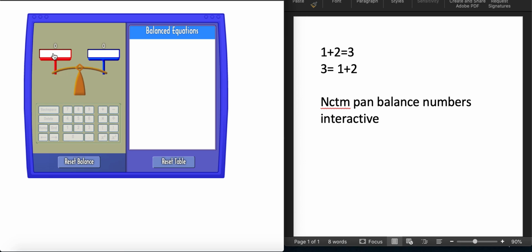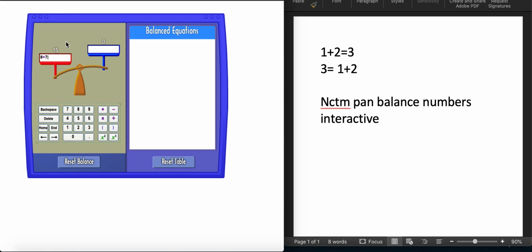So I'm going to start off by putting some stuff into this red side of my balance scale. I'm just putting in a random equation. So I'm going to start off with 8 plus 7. Now the good thing about this interactive is that it tells me what this side of my balance scale equals. It's telling me that 8 plus 7 equals 15. Now I could easily figure that out myself, but it's going to tell me that it equals 15.